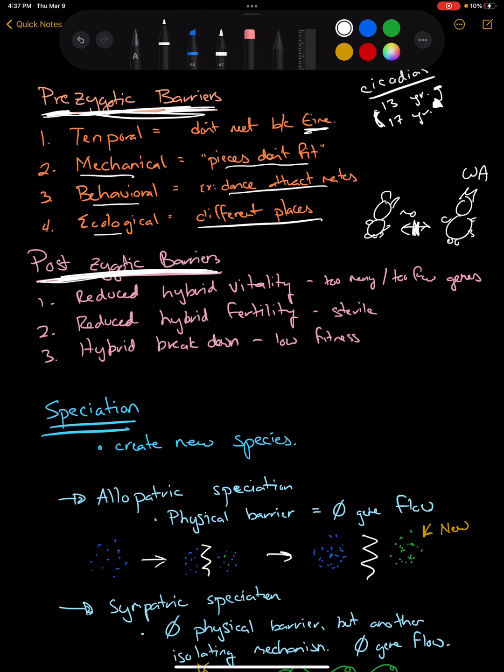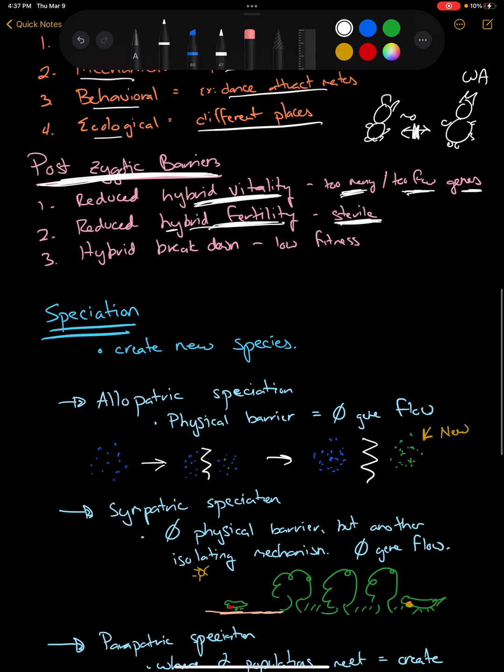So the first one would be reduced hybrid vitality. That means I either have too many or too few genes. And if you remember from karyotyping, if I have too many or too few, my organism isn't going to work correctly. And normally, when it doesn't work correctly, that's also going to cause sterility. So when my organism has hybrid vitality issues with too many or too few genes, that will cause fertility issues, which will make that offspring sterile. Then I also have hybrid breakdown. So if I do have a hybrid, they are usually less fit and they won't live long in the environment.